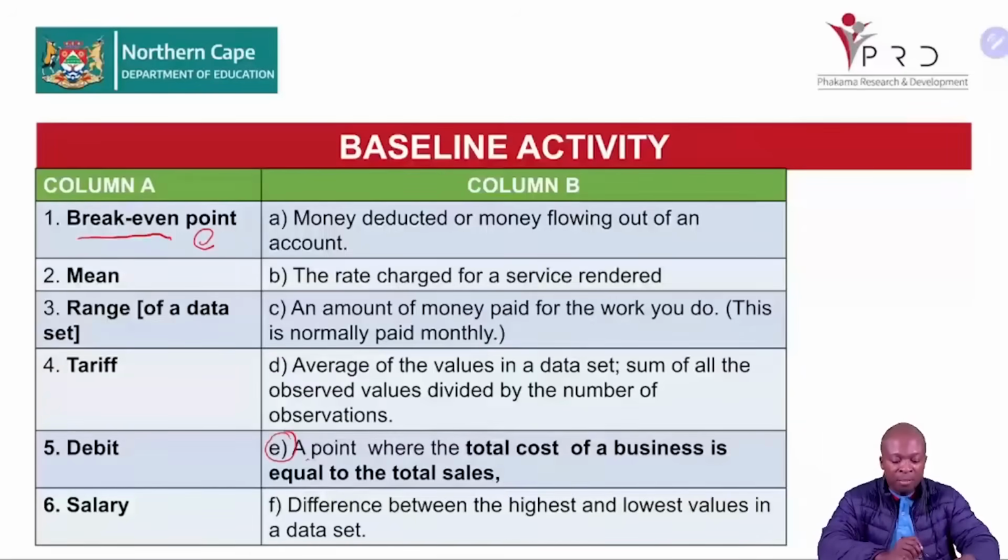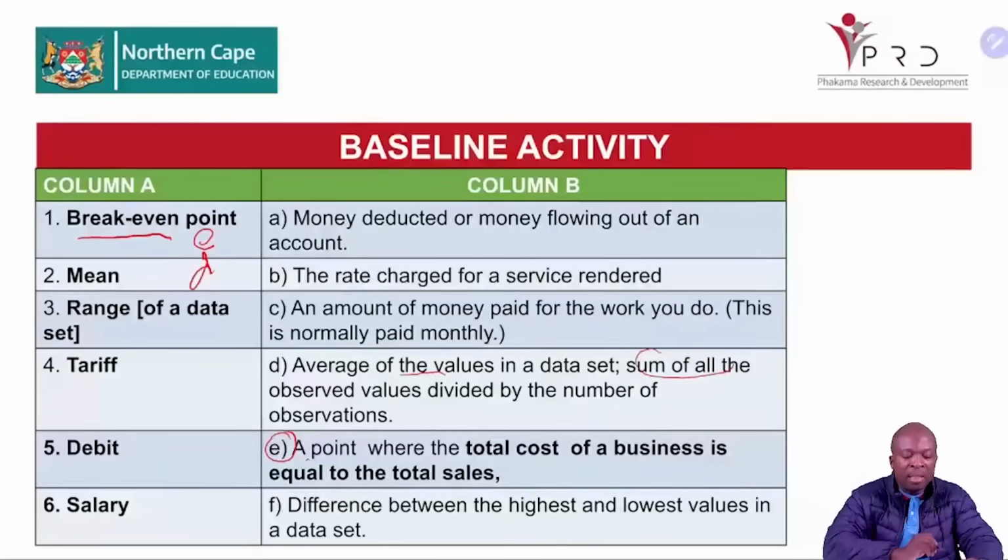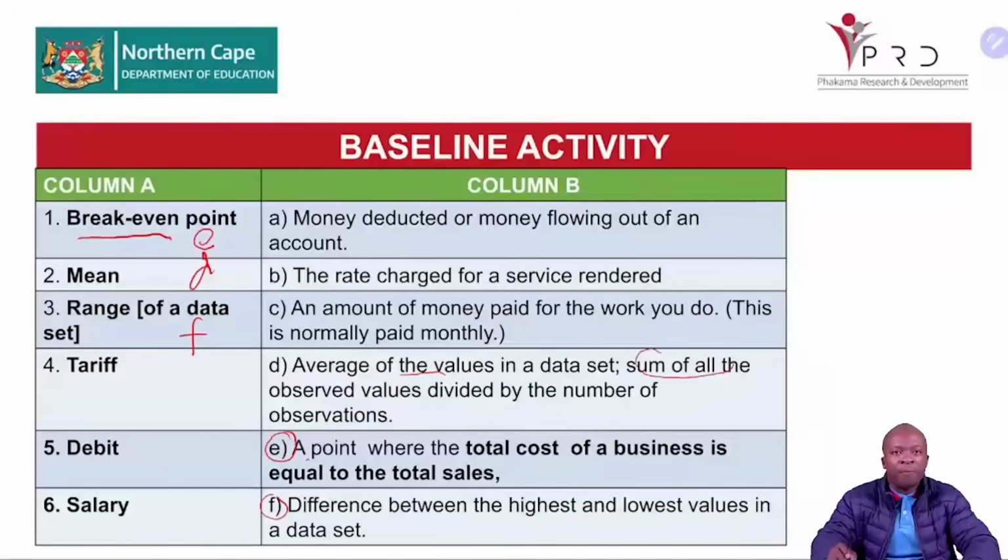Let's look at mean. Whenever you hear the word mean, we are talking of the average, meaning to add all the values and divide by how many values there are. That is what you call the mean. So our answer is D. Let's look at range. I think by this time you are comfortable with it. Range is the highest value minus the lowest value. That is the difference. So our answer for range is F.